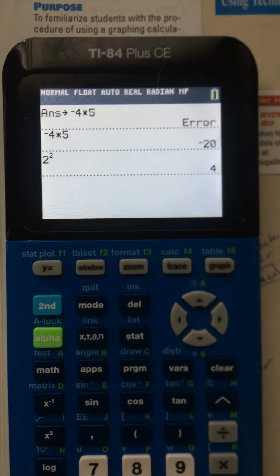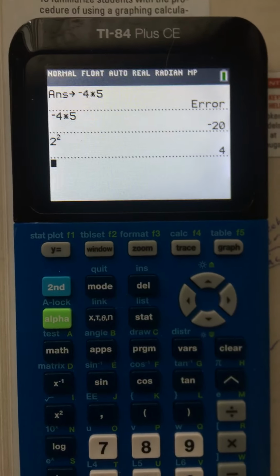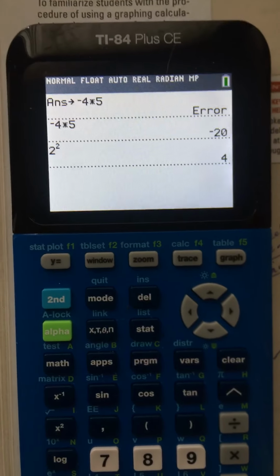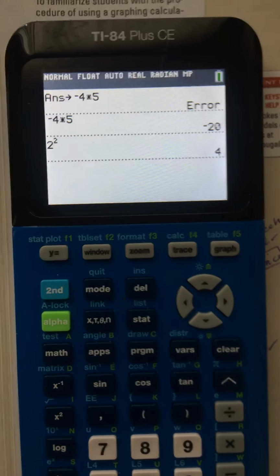Now, if you're in a class where your teacher is going to make you show work and you're not supposed to be just putting in your calculator, then you can still do this, and I still would do it. But I would do it to check my answer instead.